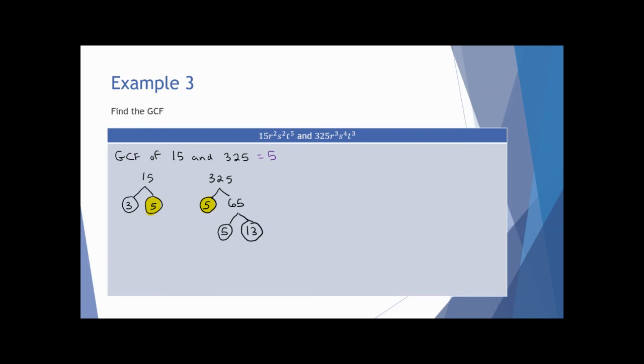Once you've looked at the numbers, next you have to move on to the letters. So the next letter is R. We are looking at the GCF, and in the first term we have 15R squared S squared T to the 5th. So we have an R squared. And then in the second term, we have an R cubed. When you're finding the greatest common factor, you look for which one has the smaller exponent, which is R squared. And that is your GCF. So you want the one with the smallest exponent.